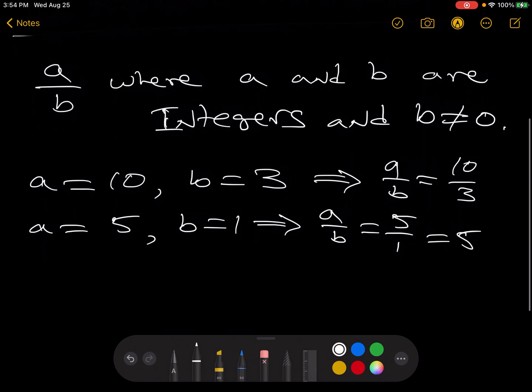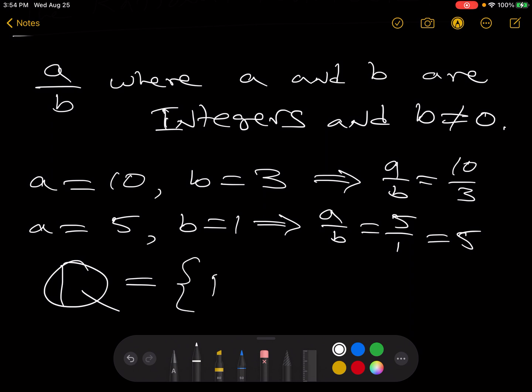The symbol we use for rational numbers is a Q, but not just any Q, a special Q. This is the set of rational numbers.